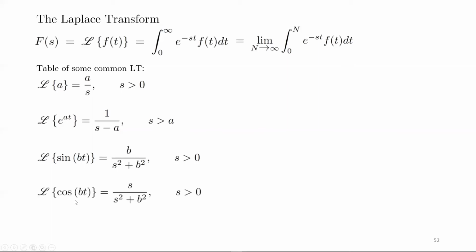You can do the same thing for cosine, so this is an interesting one. So the Laplace transform of sine of some constant times t, you get the constant on the top, and s squared plus the constant squared. But the Laplace transform of the cosine of some constant times t, you get the variable s on top over s squared plus b squared. So these two things are similar. Really the difference is with the sine you get the constant on top, with the cosine you get the variable on top.